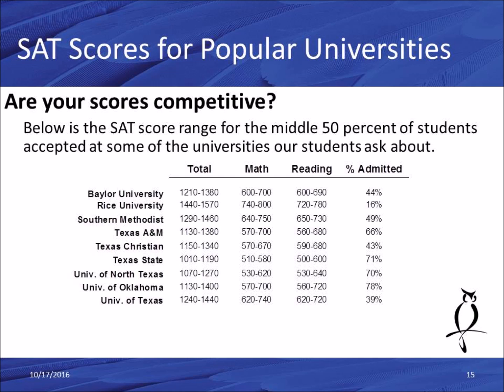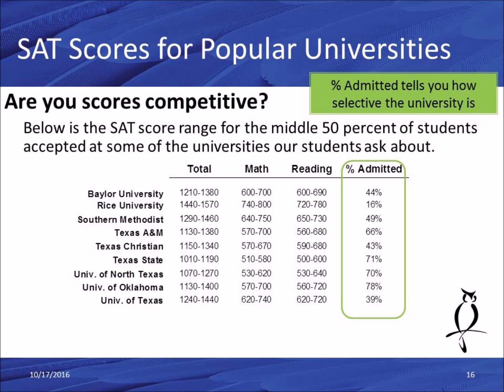You can see the math, you can see the reading, so you can see the scores and you can look down. Let's say you're interested in UNT, right? Are your scores somewhere in that 1070 to 1270 range? Remember, we said a good rule of thumb is to be at the average. So I would average 1070 and 1270, right, and come up with 1170. And then if I want to apply to UNT, I want to be at 1170 or higher so that I know my SAT score isn't going to be a stumbling factor when it comes to submitting my application.